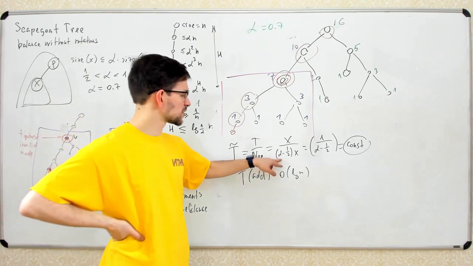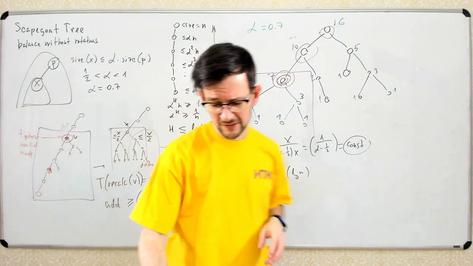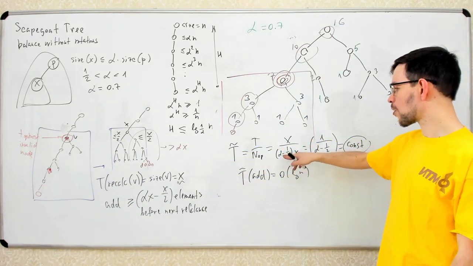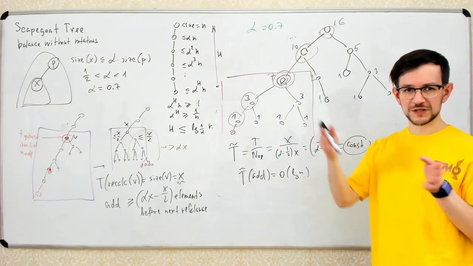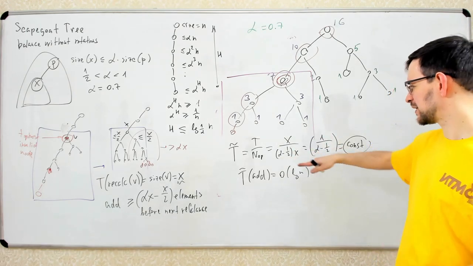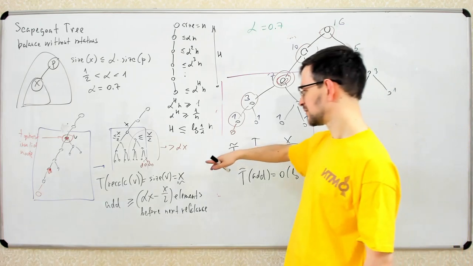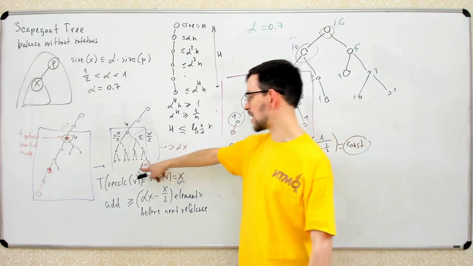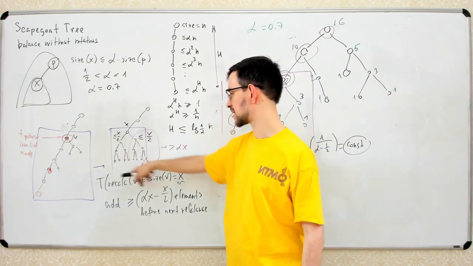Because no, it's not exactly like this. The optimal value of alpha should be somewhere between 1/2 and 1. So actually that's this kind of root, because that's not accurate enough, because when you add some elements here you actually increase the size of also. Okay.